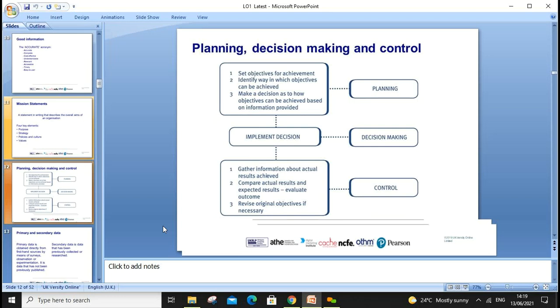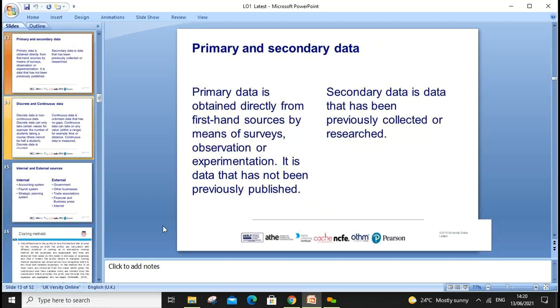Okay. So planning, decision making, and control. Planning is setting the objectives and identifying the way the objectives can be achieved. Decision making and control: how can we control it? It is a corrective measure, such as if we have a variance, how we can try to minimize the variance. Data can be collected from two sources, like the primary source.